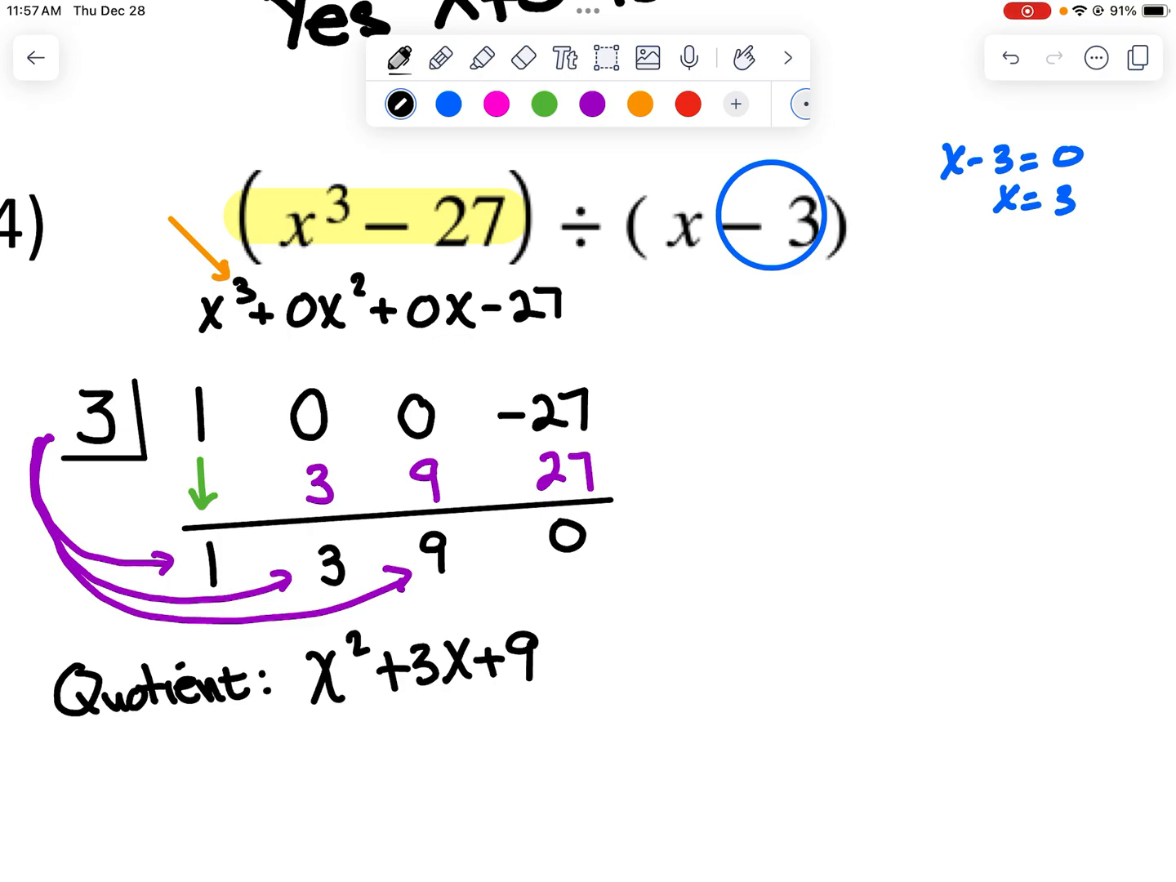Okay? By the way, just for tickles and grins, let's do this in long division just to show you that you get the same thing. In long division yesterday, we did this. X minus 3.